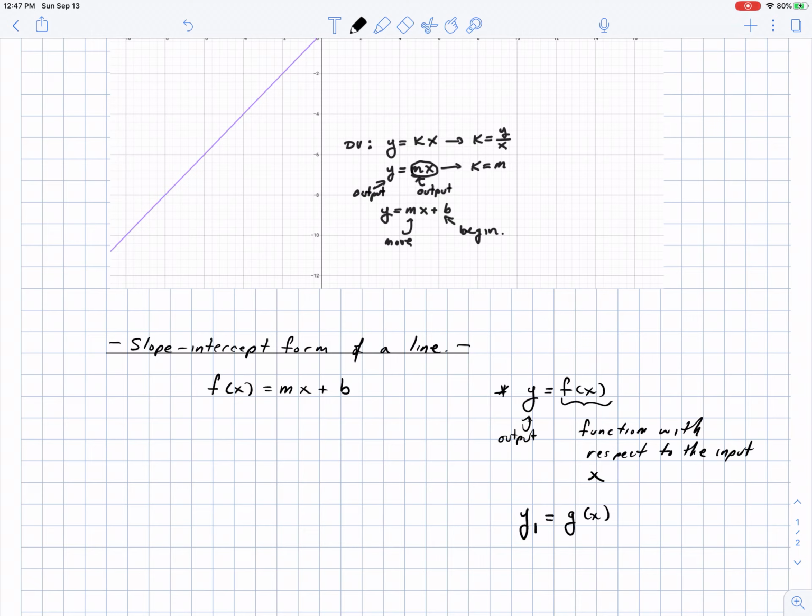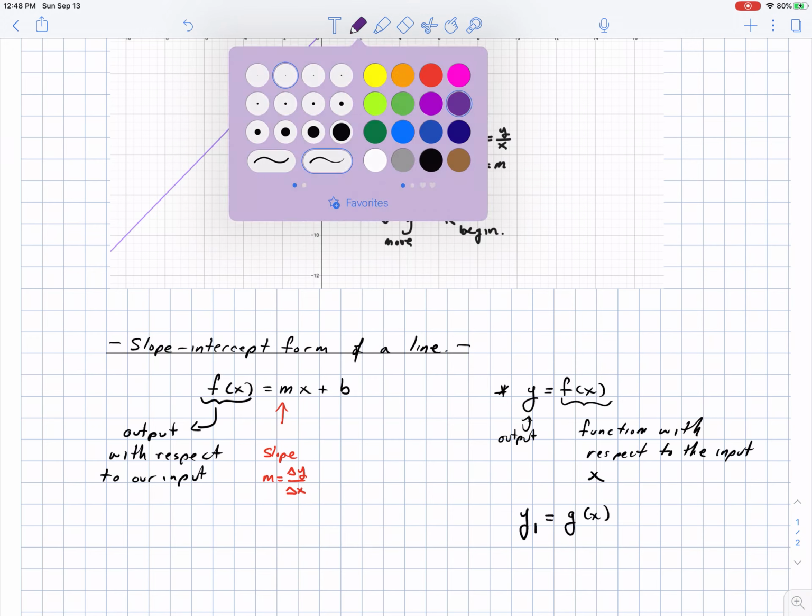Now, in other words, I started to already put a few of these things together, right? This means our output with respect to our input. Now, m is our slope, and the way that you really want to think about it, and the way that I always do it, is m is rise over run. We're taking some constant rate of change of our x, which is our input.